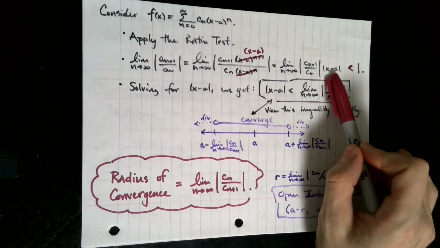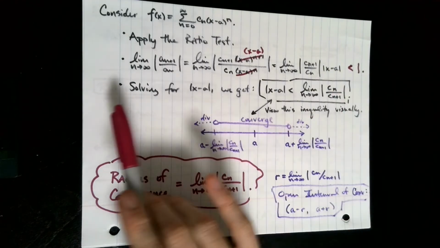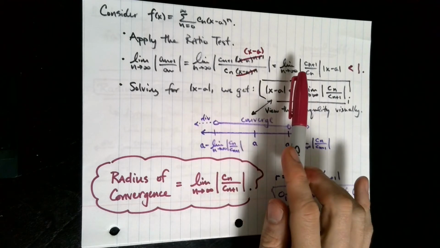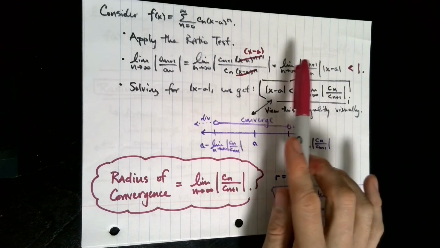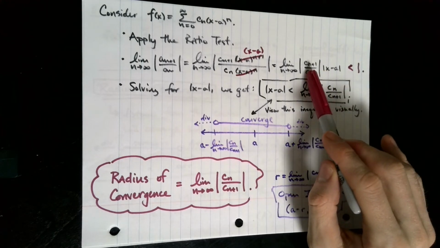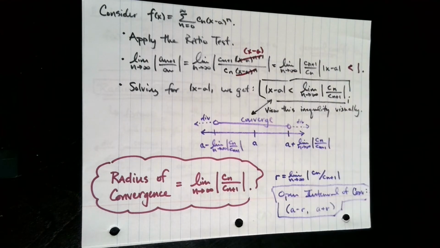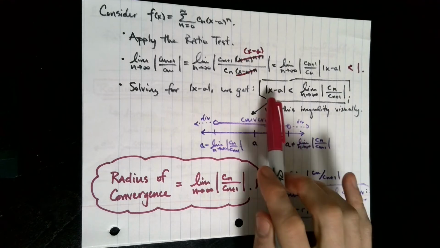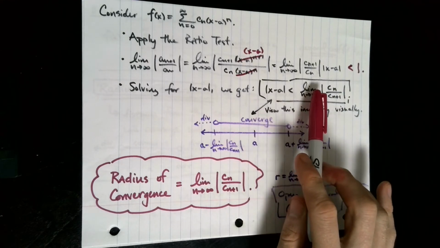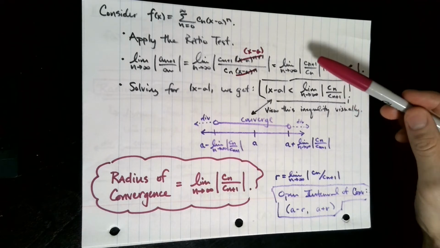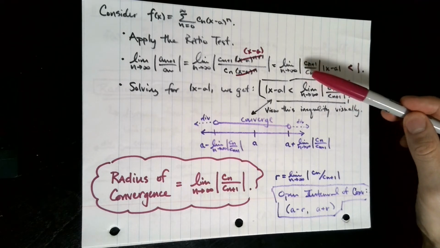Now, because we've separated things out with this x minus a by itself, we could solve for x minus a. We could just divide both sides by this limit. Note, by the way, this is an absolute value here. So dividing by this limit is perfectly acceptable because we're dividing by a positive thing. We don't have to flip the inequality sign at all. And so we'll get the absolute value of x minus a is less than the limit as n goes to infinity of c sub n over c sub n plus 1.